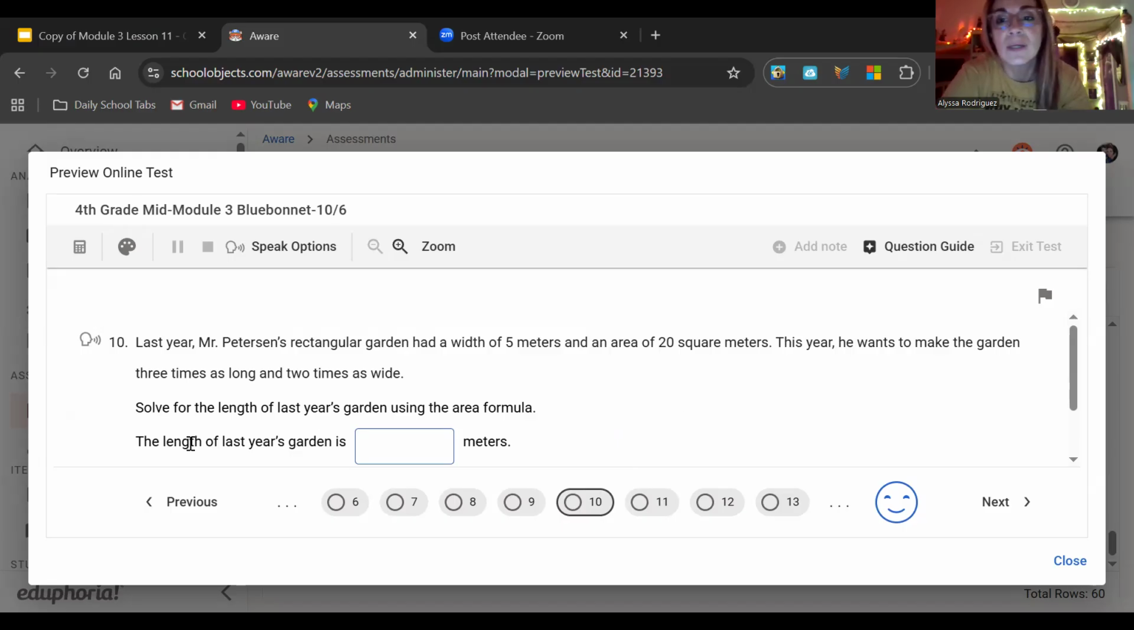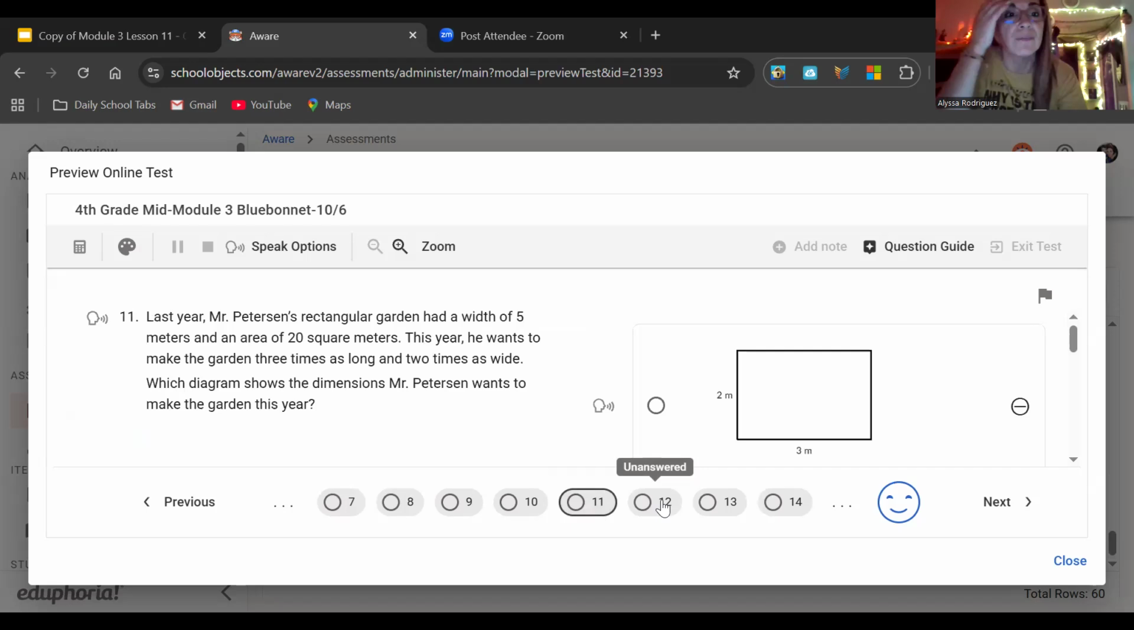They only want to know about last year. So this part that says this year he wants to make the garden 3 times as long and 2 times, you don't even need to know that. It's asking you about last year. Last year, last year. So draw your square. We know the area. We know the width. What is the length? See if you guys remember that. If you have notes, get your journal, use that for notes.